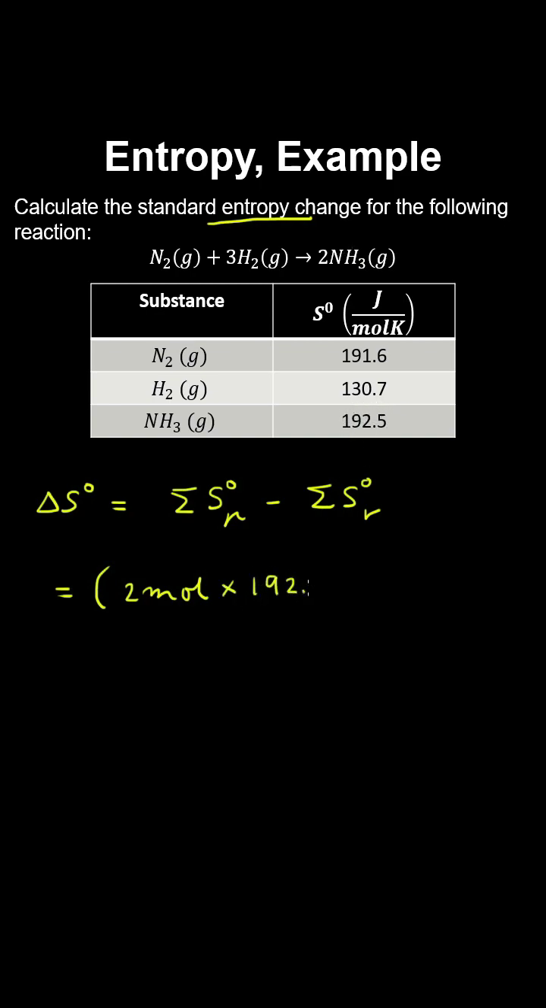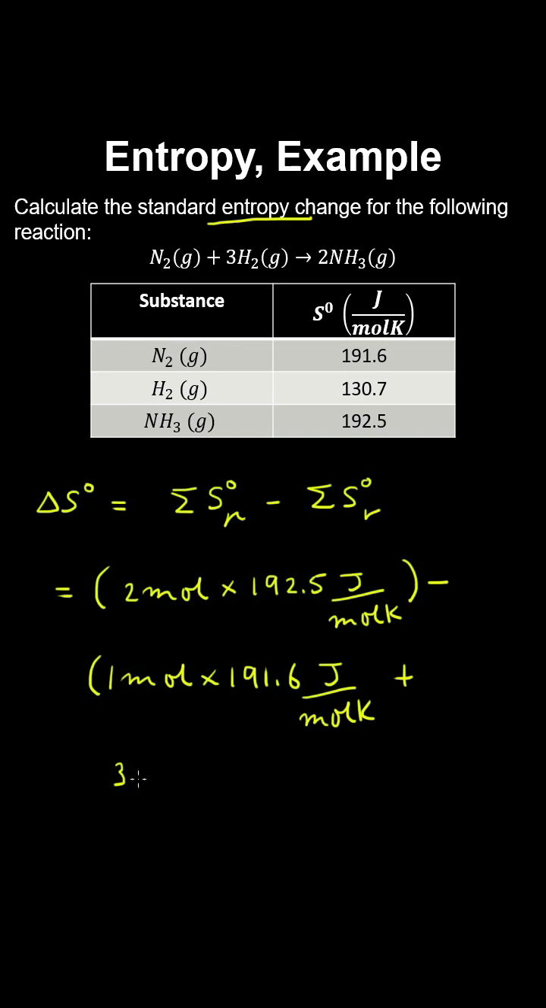Calculate the standard entropy change for the following reaction. So the standard entropy change of the reaction is equal to the sum of the standard entropies of the products minus the sum of the standard entropies of the reactants. So for the products, we have 2 moles of ammonia, and we multiply that by the standard entropy of ammonia given in the table. And we do the same for the reactants. So we had 1 mole of nitrogen gas multiplied by the standard entropy, and 3 moles of hydrogen gas by the standard entropy of hydrogen gas, which gives the following result.